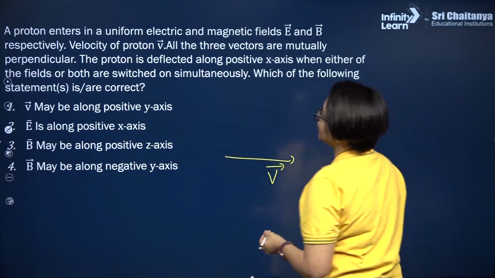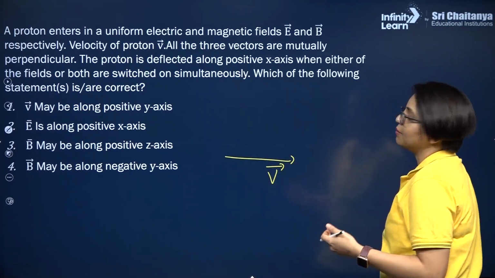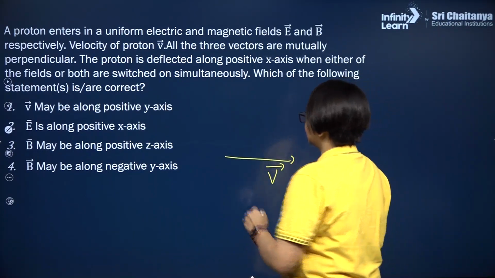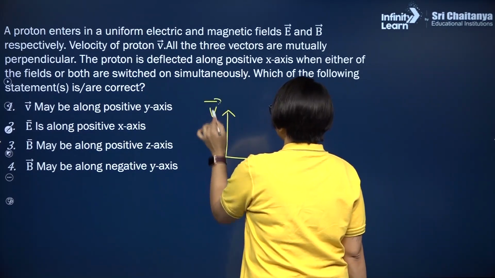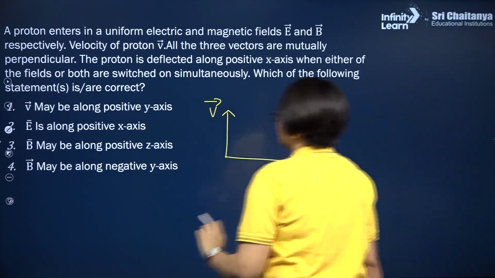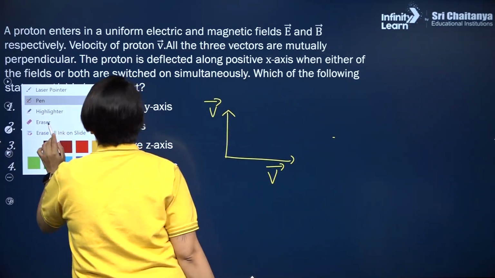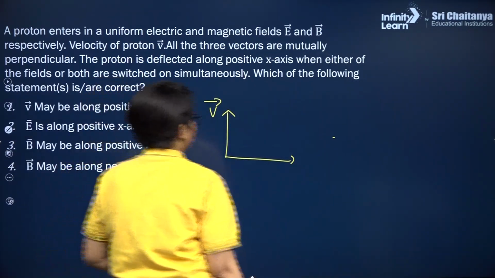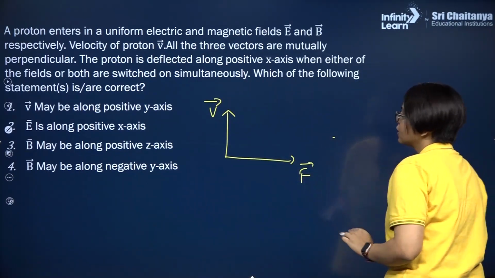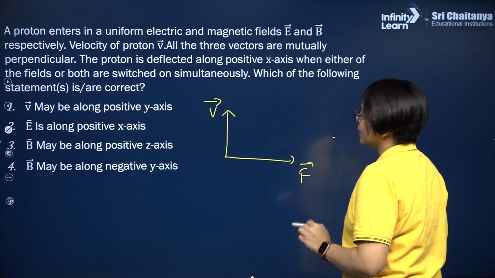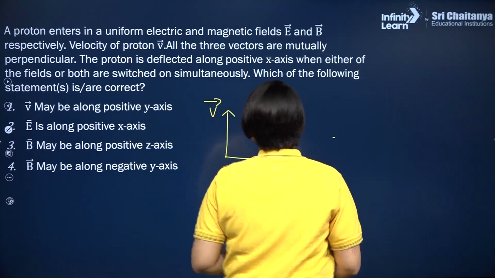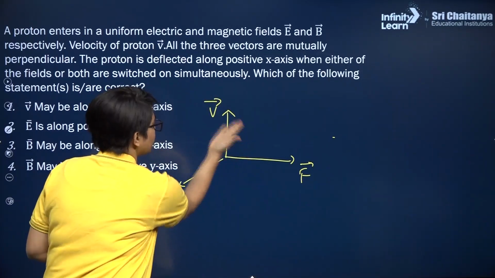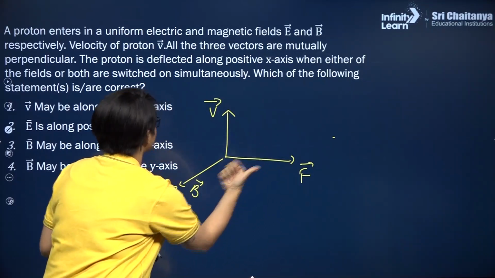When either of the fields or both the fields are switched on simultaneously, which of the following statements are correct? V may be along positive y-axis. So, if V is along positive y-axis and it is deflected along positive x-axis, that means the direction of force on it is in this direction, right. So, if V is along positive y-axis and if I assume my B vector along positive z-axis, then using V cross B, direction of force is coming out as positive x, right.